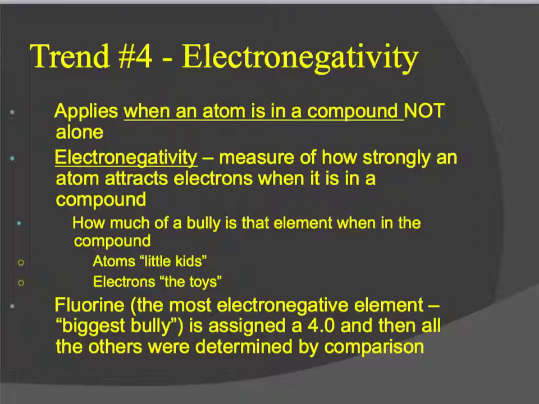So if you think of fluorine, fluorine is in the corner, and it is the biggest bully of them all. It's the most electronegative. And this scale of electronegativity, the way they set it up is they took fluorine, the one that was the most, and assigned it as a 4.0, and then they gave numbers to all the other elements by comparison to that one that was the largest and the most electronegative.